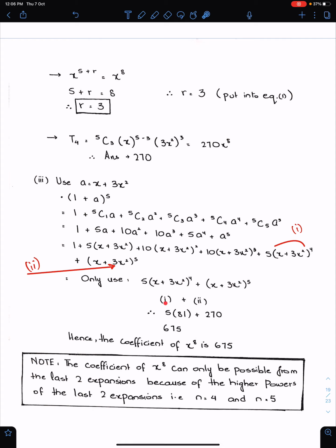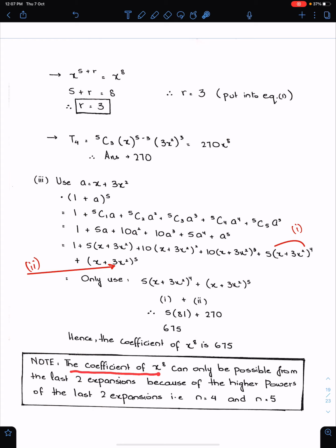So we just need to write the answer of part 1 here. The answer of part 1 was 81. The coefficient of x^8 in this expansion was 81, so this should be multiplied with 5 because 5 is the coefficient. And the answer of this was 270. So this should be here. So this is part 2 and this is part 1. Hence this is the final answer of the last part. The coefficient of x^8 in the last part is 675.